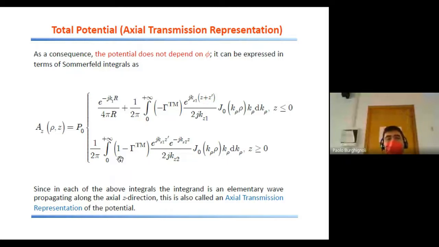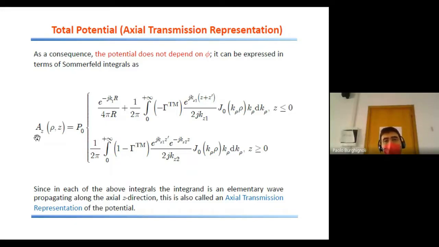What we have obtained so far is the so-called axial transmission representation of the potential. That is because if you consider the elementary wave that is contained inside these integrals, what you see is a wave that propagates along the vertical z-axis through this exponential here, which represents a traveling wave form of a wave, whereas the Bessel function, as you may recall from the study, for example, of circular waveguides, represents a standing wave form of a wave in cylindrical coordinates. So for this reason, this is known as the axial transmission representation of the potential. We will see in this lesson that this is not the only possible representation, and is not even the most convenient representation, both for analytical purposes and for numerical evaluation.